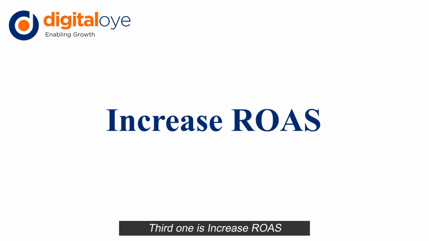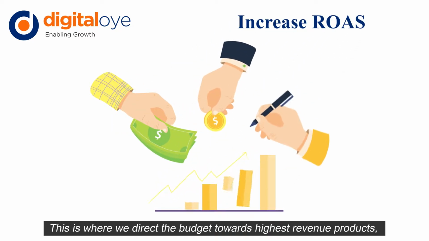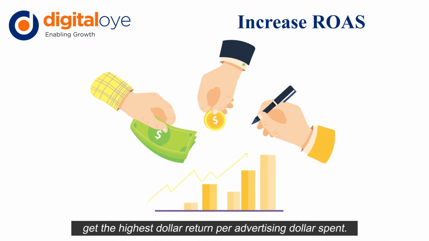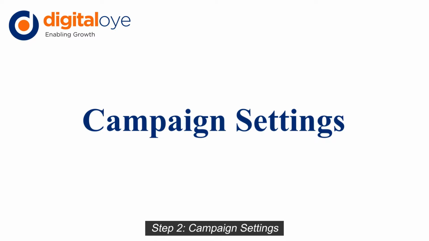Fourth one is increase ROAS, or return on ad spend. This is where we direct the budget towards highest revenue products, influencing higher average order values to ensure that you get the highest dollar return per advertising dollar that you spent. Step 2 is the campaign settings.